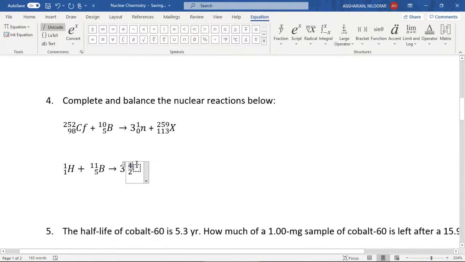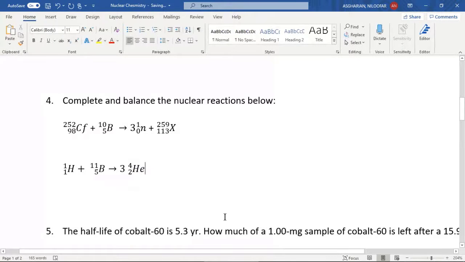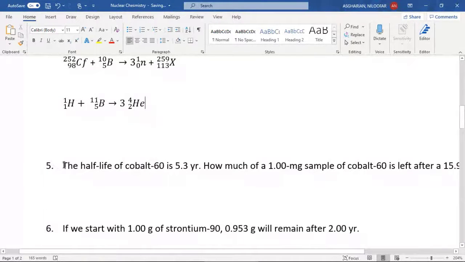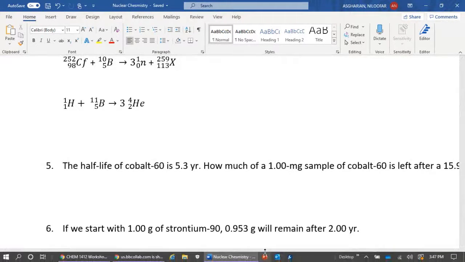Okay, wonderful. So then 2 we know is helium. So this is the alpha particle. Yay, we did it. Thank you. We are moving fast. Let's go to the next problem. Yeah, we can do it here.